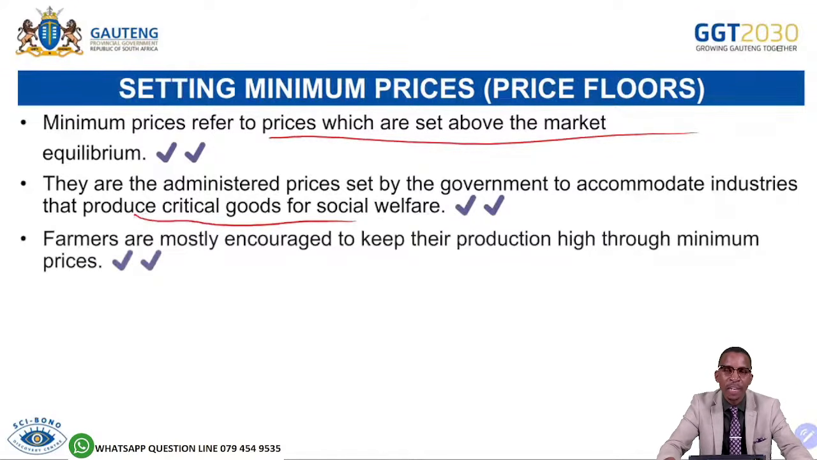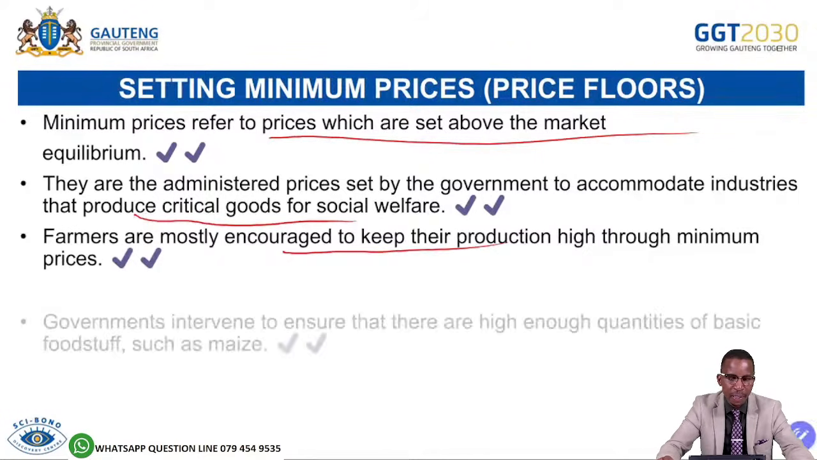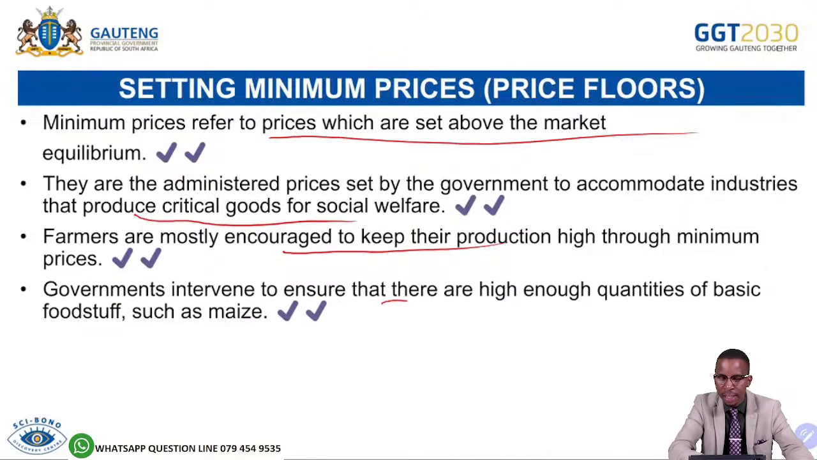That's why they are motivated to produce. They are motivated to charge at a higher price so that they will be able to produce more. Farmers are mostly encouraged to keep their production high through minimum prices. Government intervenes to ensure there are high enough quantities of basic foodstuffs such as maize.